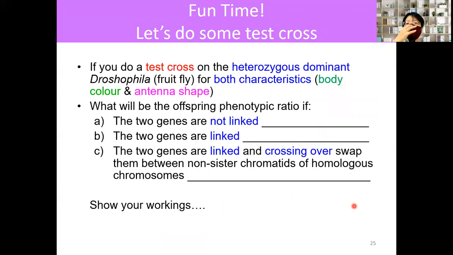So let's do some test crosses. Now, don't fill in the blank yet. We have to do the test cross in order to fill in the blank. Okay? Remember what is a test cross? Do you remember what is a test cross?